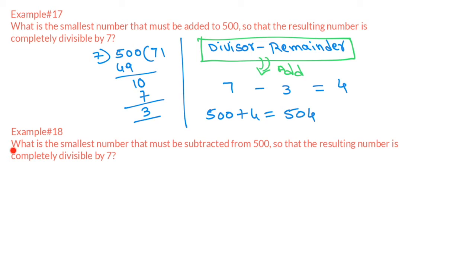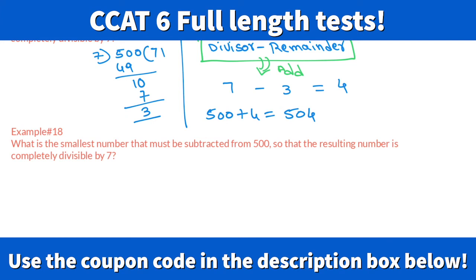Next example, what is the smallest number that must be subtracted from 500 so that the resulting number is completely divisible by 7? In fact, this is an extension to your previous question. We need to find out the smallest number that must be subtracted from 500 such that the resulting number would be completely divisible by 7.